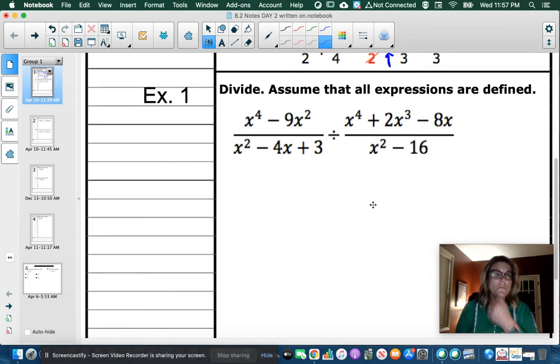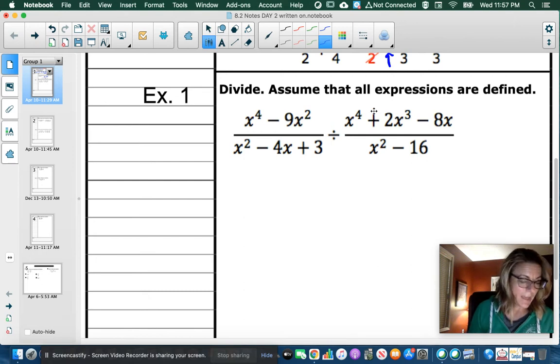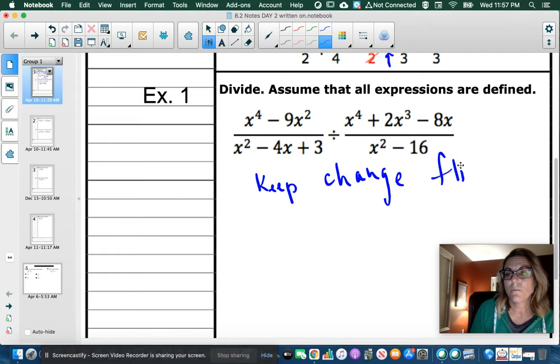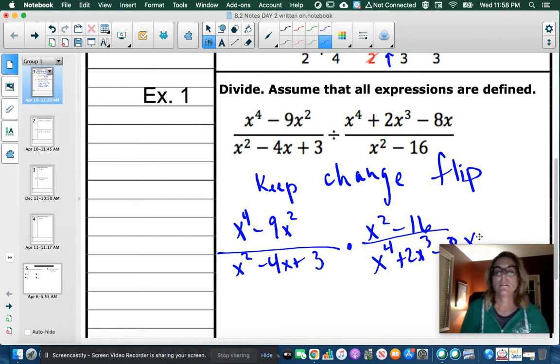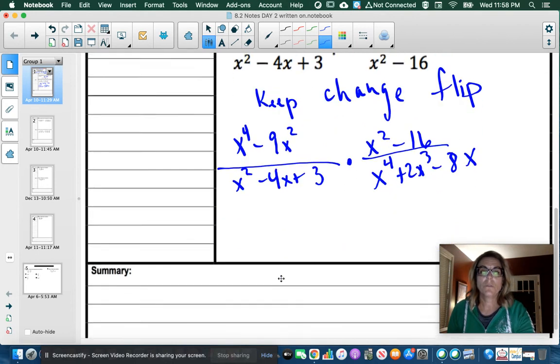So example 1, divide. Assume that all expressions are defined. First thing we do, because we are dividing, we do a keep, change, flip. That's the first thing I do. So we keep, change, and then I flip. X squared minus 16 on top, and the x to the 4th plus 2x cubed minus 8x on the bottom. All right, let's scroll down.